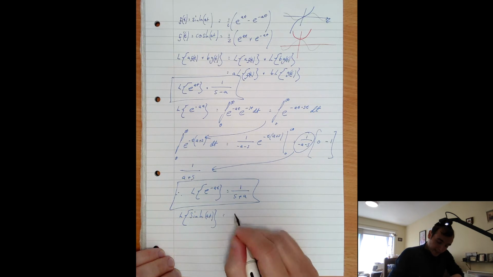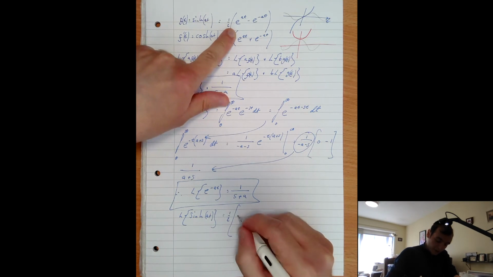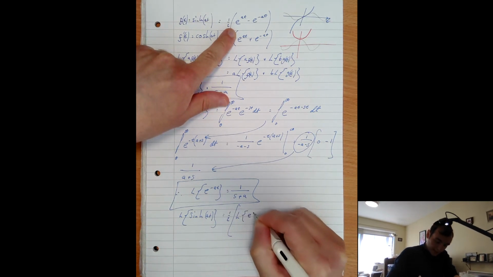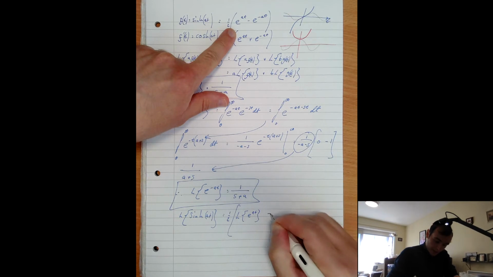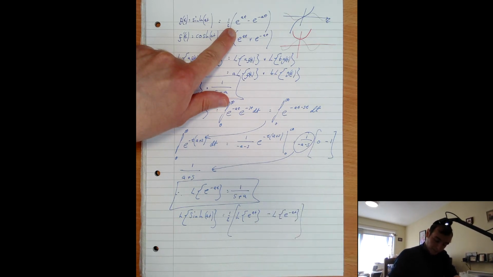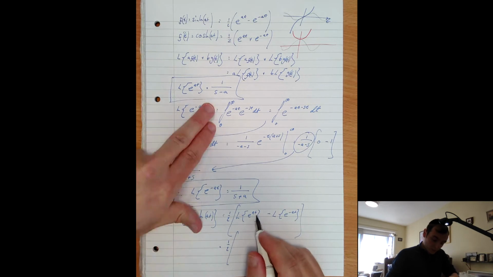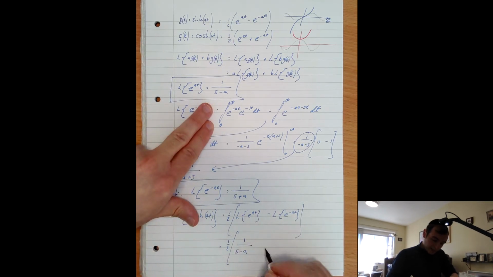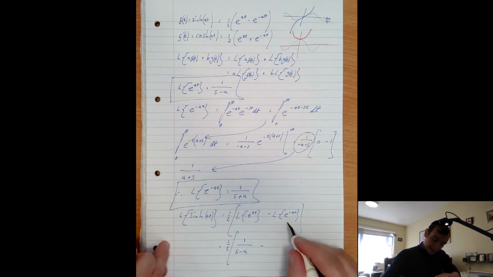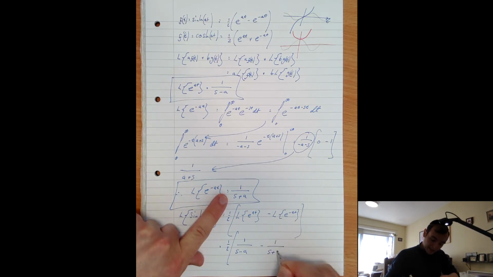that should be half. I'm just looking at the definition of what sinh is. Half of the Laplace operator of e to the at minus the Laplace operator of e to the minus at. Okay, so we can say that's going to be half. Well, we know what the Laplace transform of e to the at is. 1 over s minus a, isn't it? 1 over s minus a from up here. Subtract the Laplace operator of e to the minus at, which is just going to be 1 over s plus a.